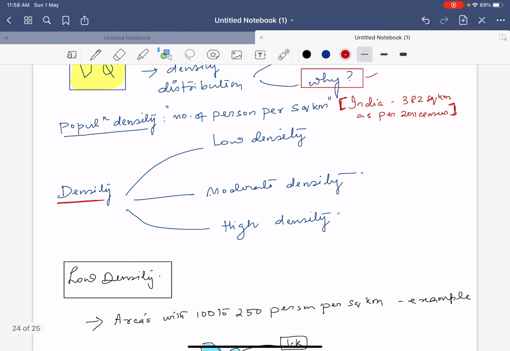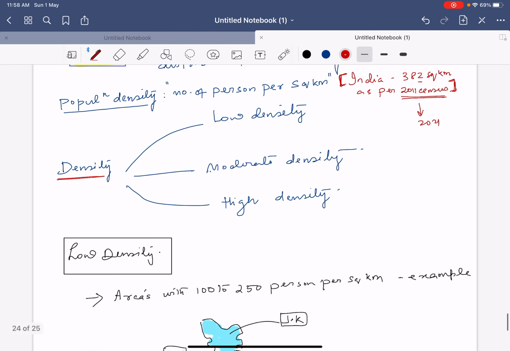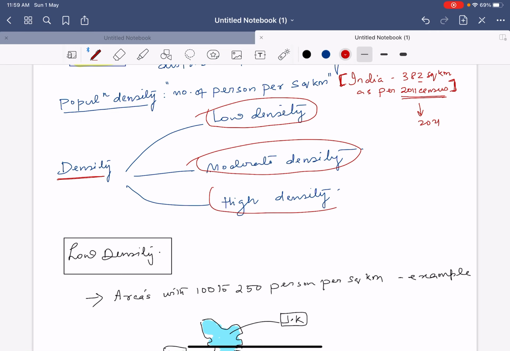So first of all, what is the population density? It's nothing but the number of persons per square kilometer. In India, the average is 382 per square kilometer. Now remember this, I'm using the 2011 census because the 2021 census is yet to be out. Next, density: we have the low density, we have the moderate, and last but not least, high.